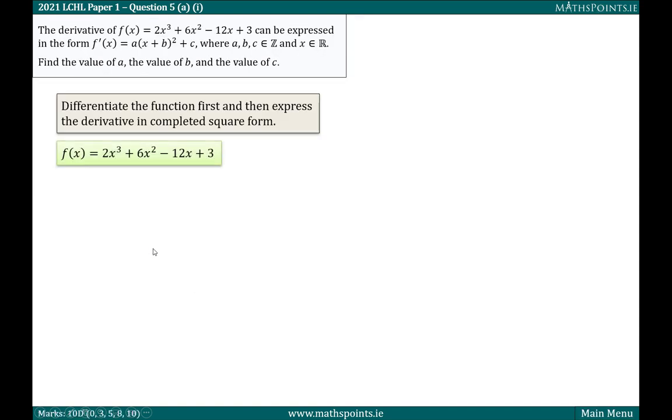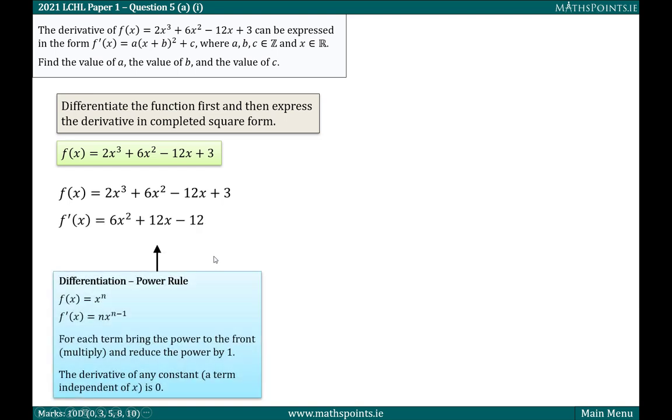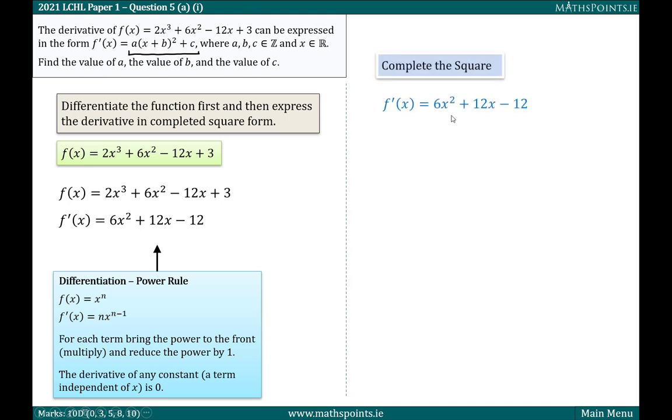Here's the 2021 example. It's exactly the same. We have this cubic function. We are going to differentiate it to give us 6x squared plus 12x minus 12. And then they want it in the form a(x + b)² + c. And we can see that the c is indeed outside of a bracket this time. So the first thing we're going to do is factor out the 6. So this becomes 6(x² + 2x − 1).